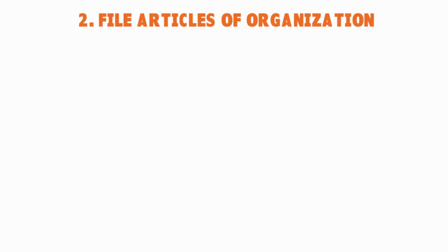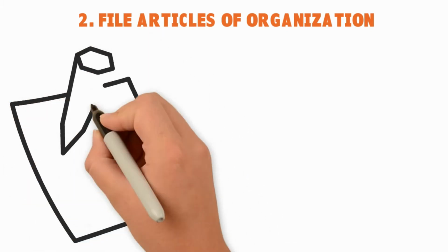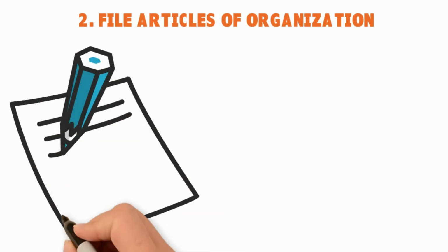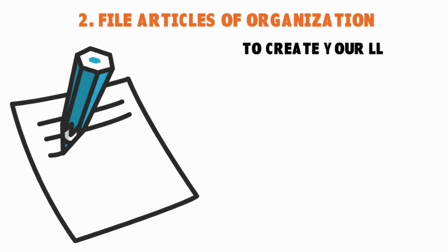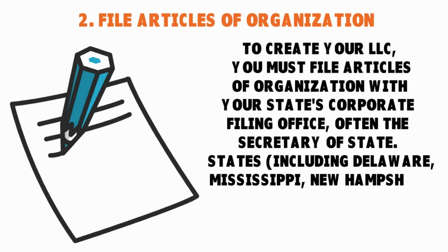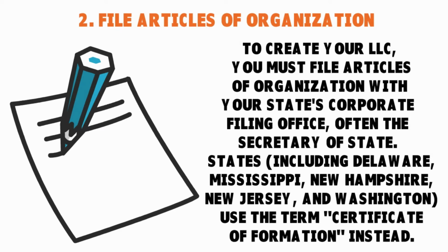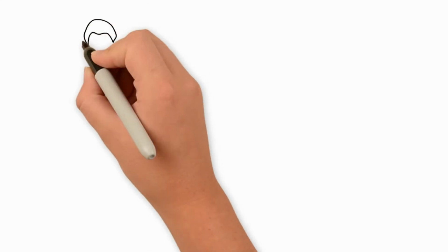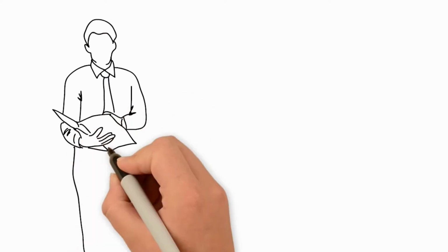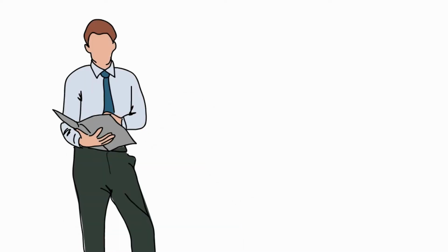To create your LLC, you must file articles of organization with your state's corporate filing office, often the Secretary of State. Now, there are some states in the union, I'm thinking New Jersey, Delaware, Mississippi, Washington, New Hampshire, that use the term certificate of formation. It is the same thing. Articles of organization or certificate of formation are interchangeable terms. Two other states, Pennsylvania and Massachusetts, call the document a certificate of organization.